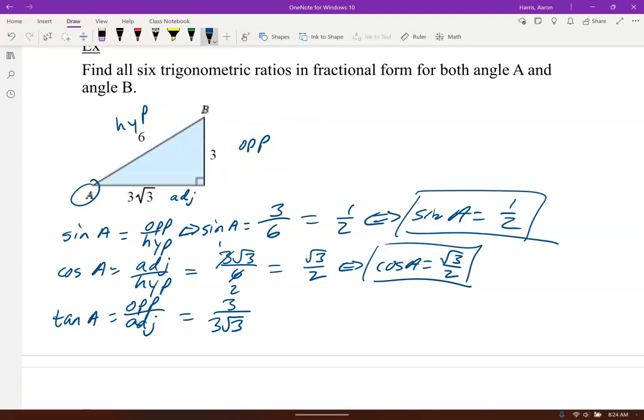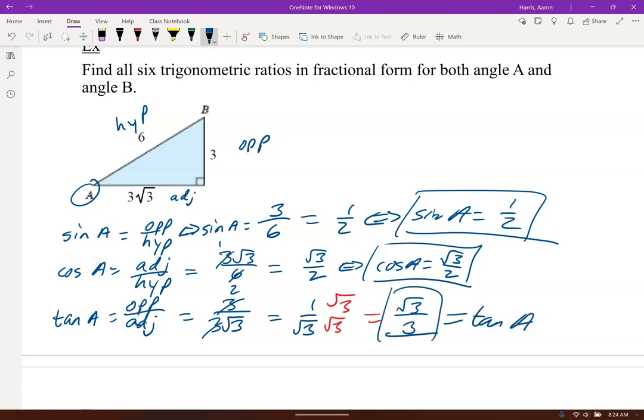Alright, so this one, let's keep going with the tangent. The 3's cancel, I got 1 over root 3. I've got to rationalize that. And so we have root 3 over root 9, which is 3. There's our tangent of A. Okay?